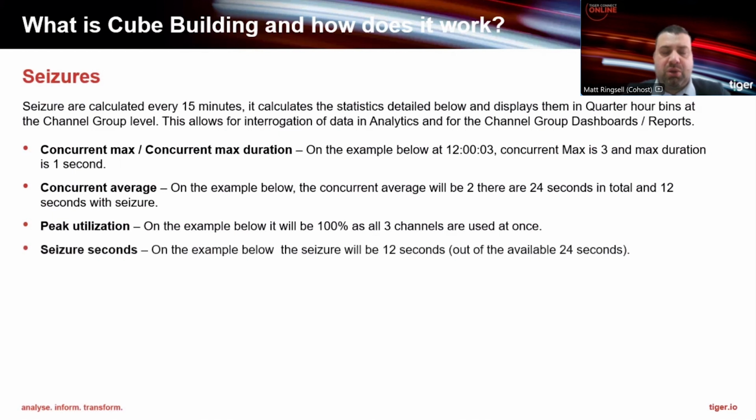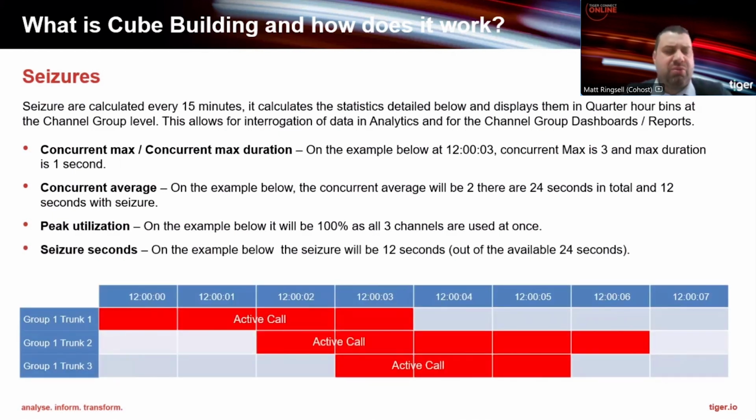Yes, so what I'm going to be doing is just explain to you what seizures are and what concurrent max seizures are. So when we go and look at the reports and we look at setting up an alert on this, it makes a little bit more sense of what's happening. So the grid below represents 3 trunks, whether this be a SIP trunk, or a physical trunk on an ISDN 30. Each line here represents a trunk, and a red square represents talk time on that trunk.